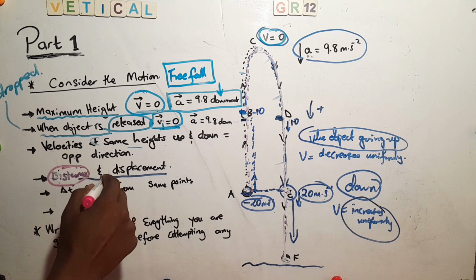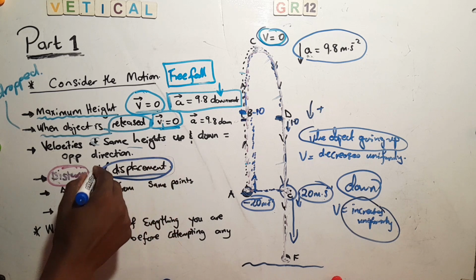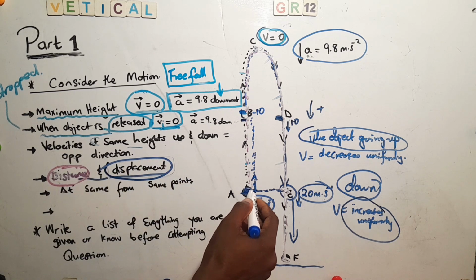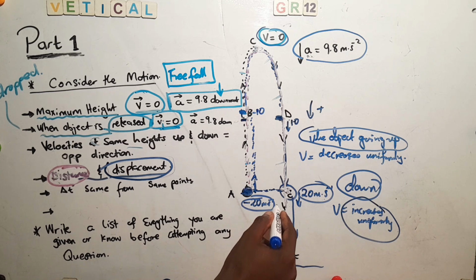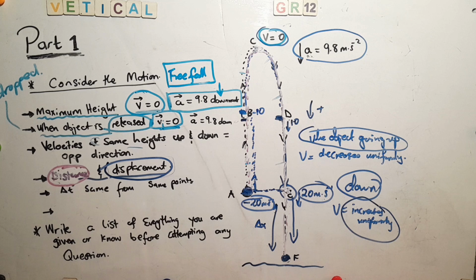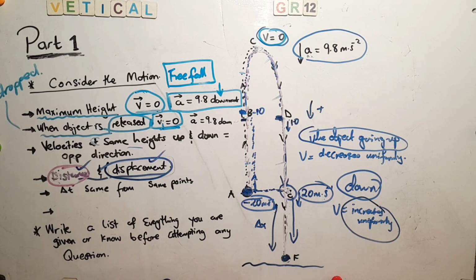But now if they're asking for the displacement, a displacement is a different subject now. Because displacement, they're just asking the distance from point A to point F, the last point. That is the displacement, right? So always remember that distance and displacement, they are not the same thing.